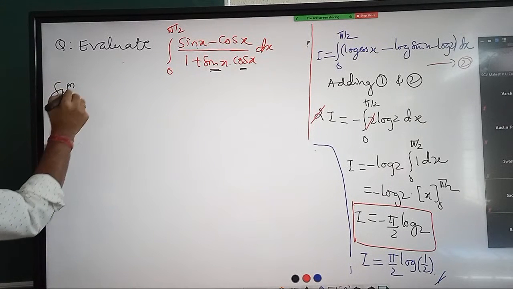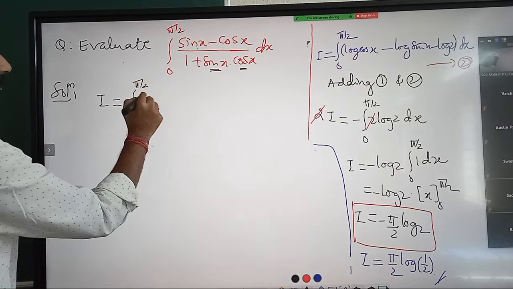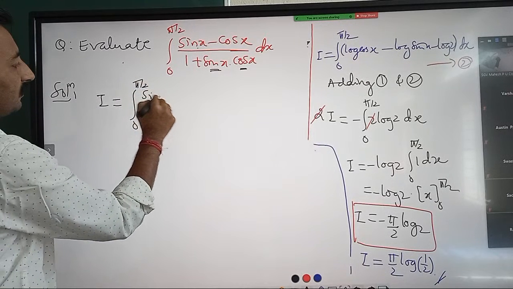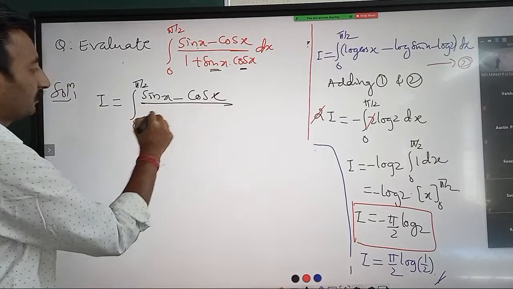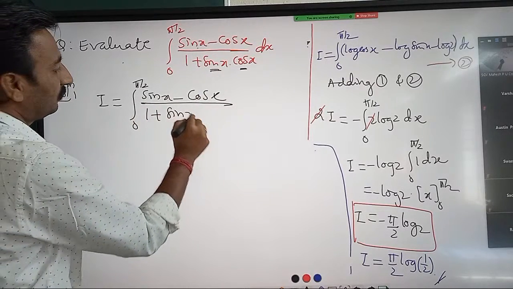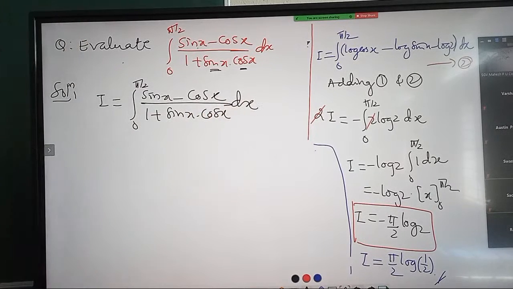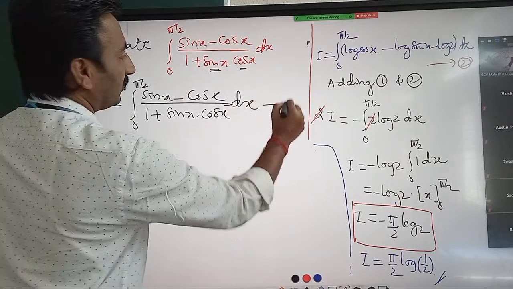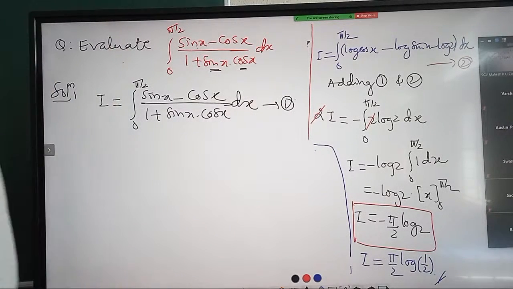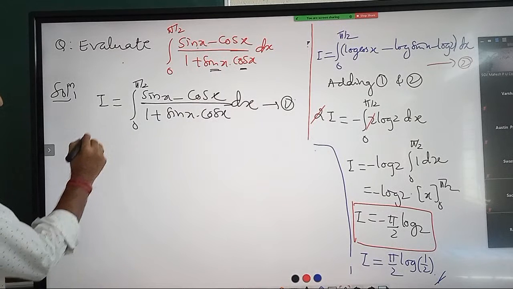You can understand. Okay? I equal to integral 0 to pi by 2 sin x. Look at this. Yes, I call it as 1. Correct? Very good. Apply the property.